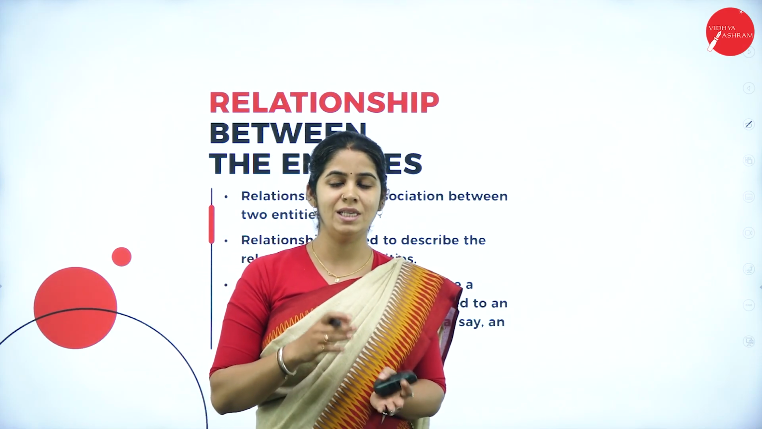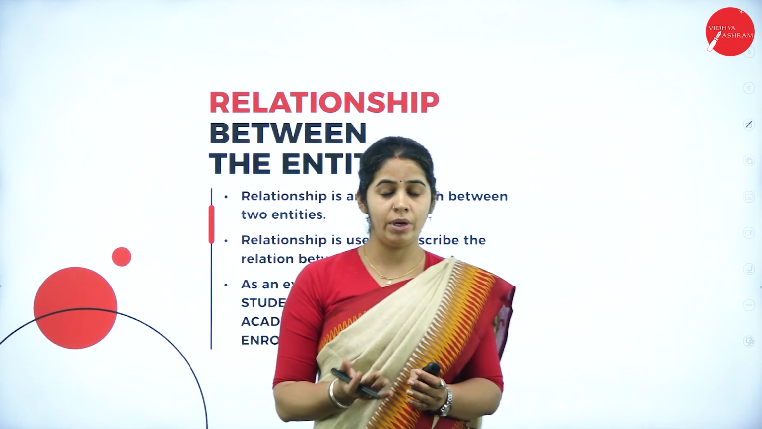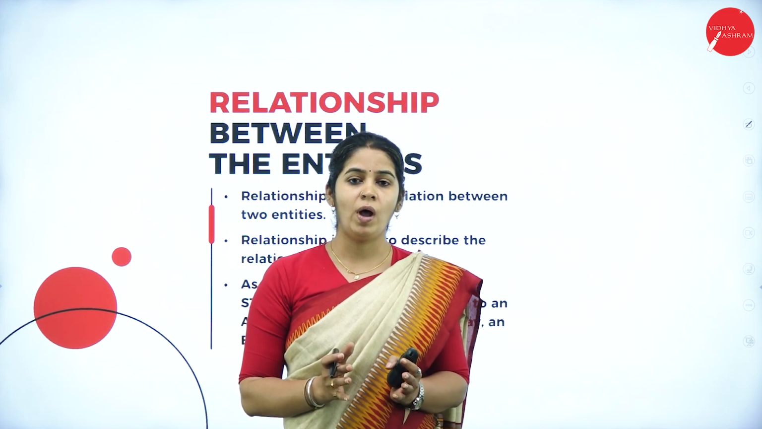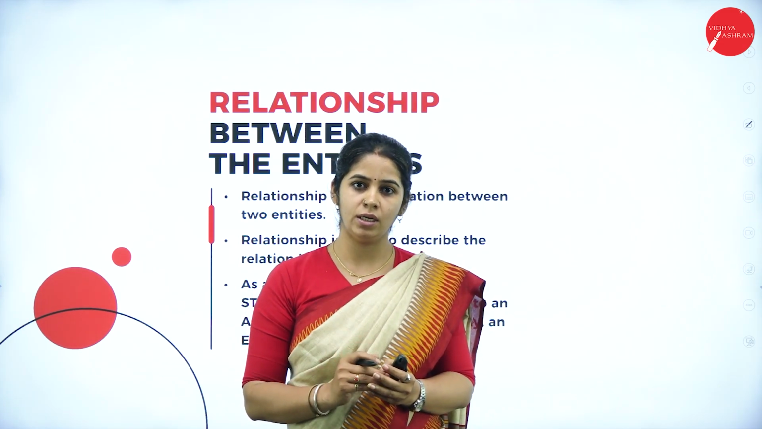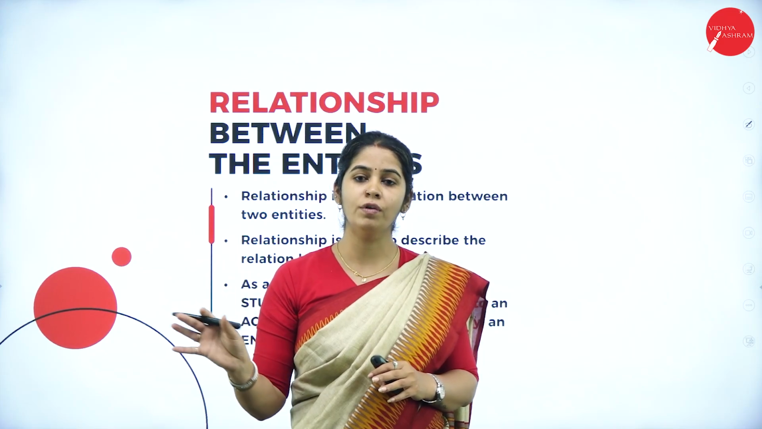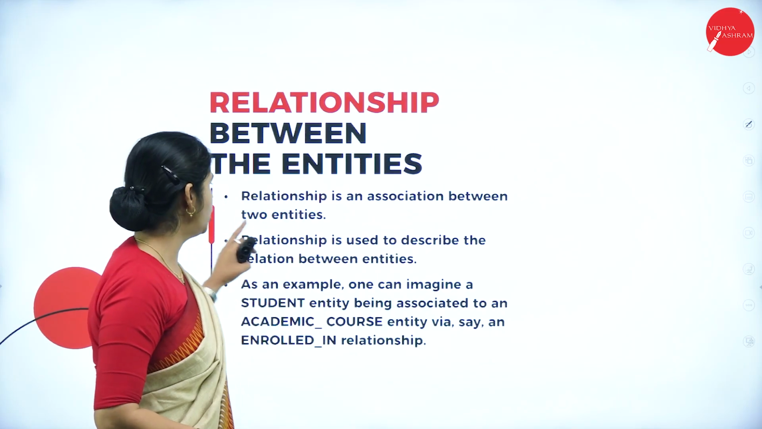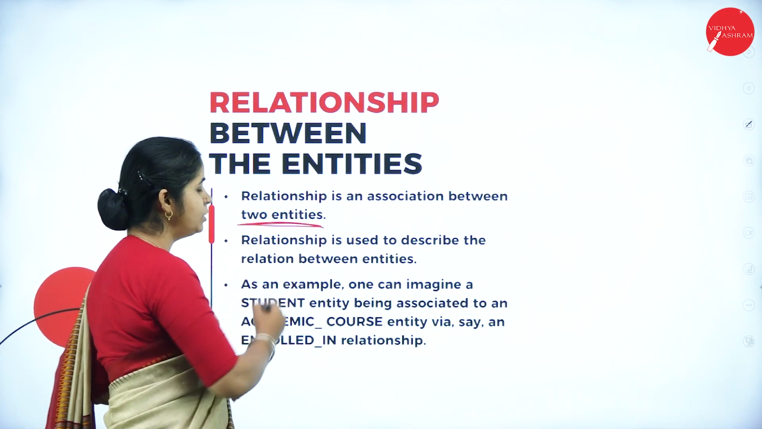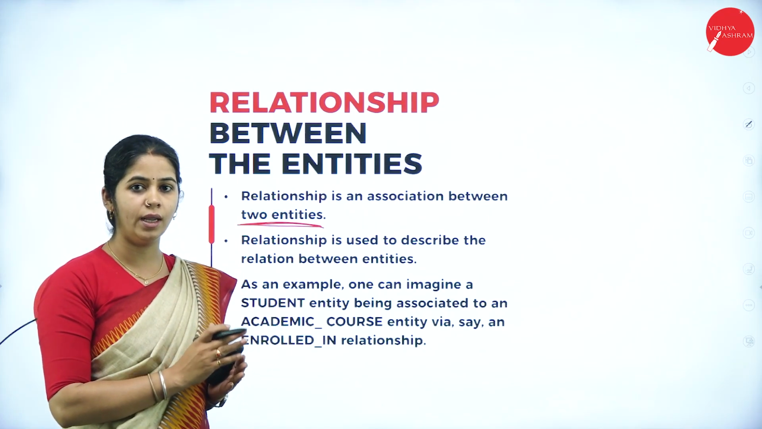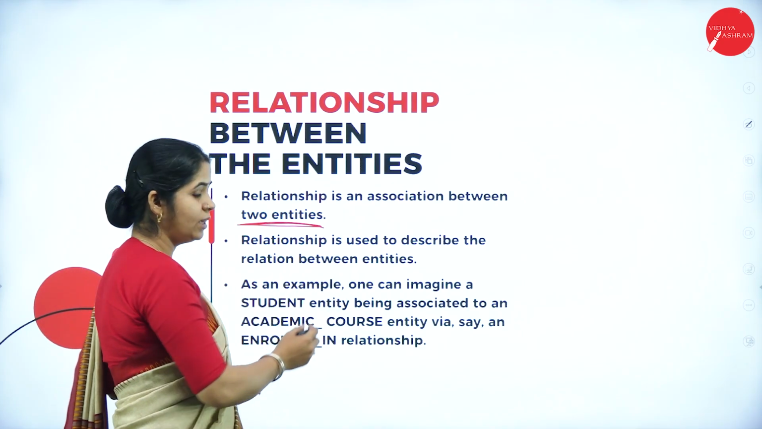So far we have discussed what is entity, entity type, entity set, attributes, type of attributes, keys, primary key, super key, candidate key, right? We have discussed all these things. Now, how are we providing the relationship between each entity, from one table to the other table or the attribute of one table? That is called a relation. Relationship is an association between two entities. How they are connected, that is called a relationship. Relationship is used to describe the relation between the entities.